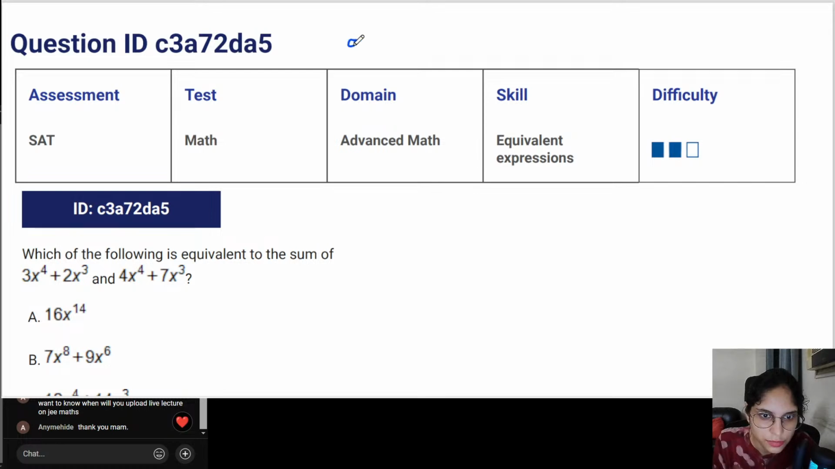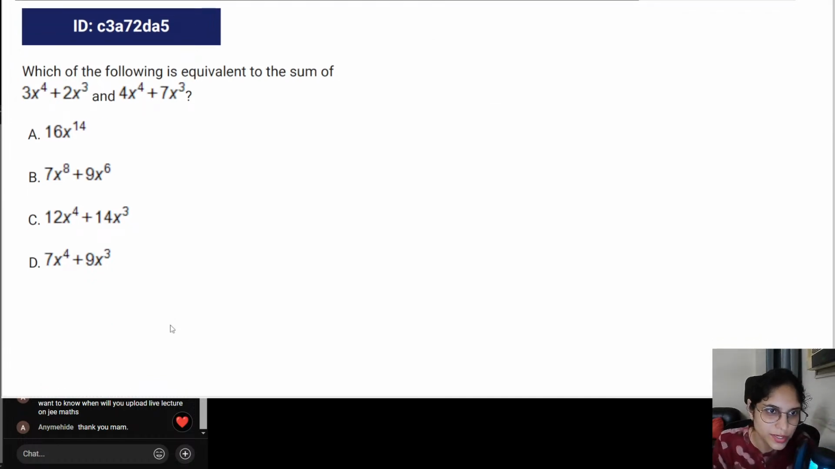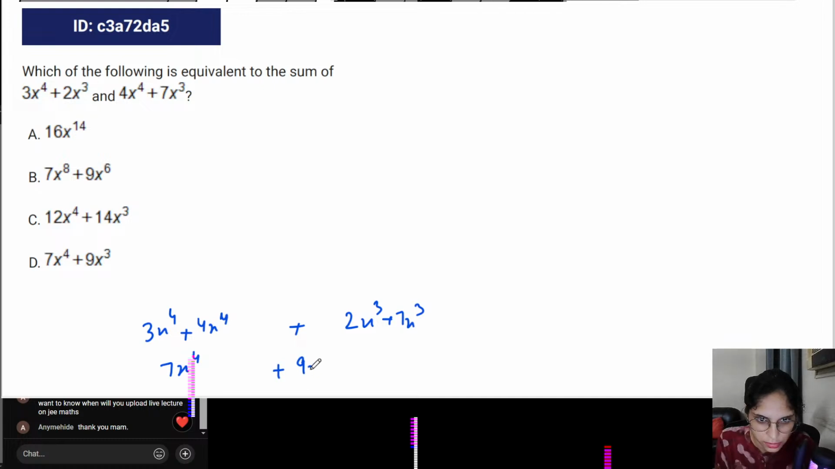Which of the following is equivalent to the sum? Again, you can use Desmos, but this is not a question that I would recommend using Desmos for. x to the fourth, x to the fourth, 3x to the fourth plus 4x to the fourth, 7x to the fourth. Then you have 2x cubed plus 7x cubed. 2 plus 7 is 9. This is your answer.